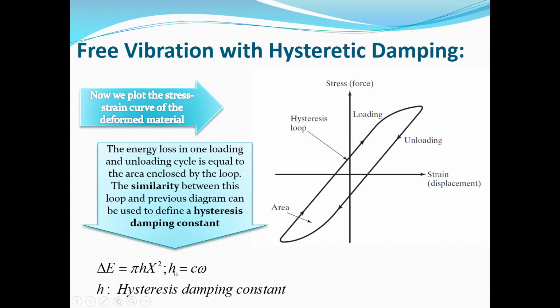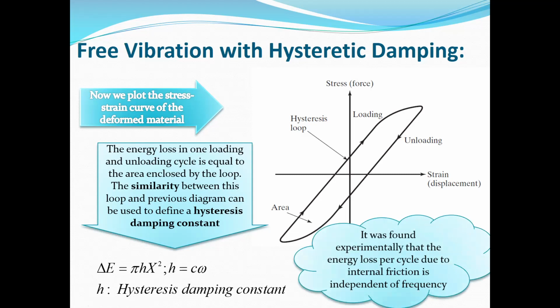You can compare and conclude that H, which is the hysteresis damping constant, is equal to C times omega. So we define a new parameter and we call it H, the hysteresis damping constant, and it's equal to C times omega. But from the experimental test, we practically concluded that this H, or the hysteresis damping constant, is not a function of frequency, or it's not dependent on the frequency of the structure.